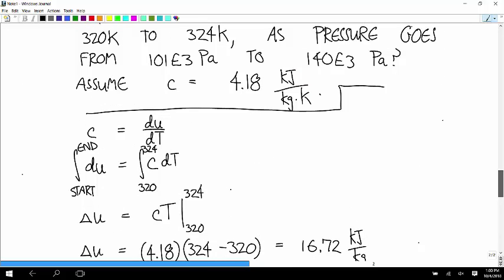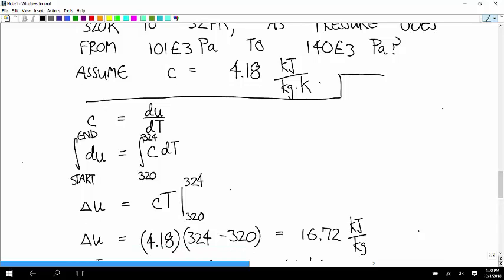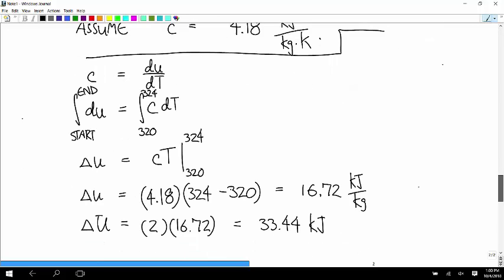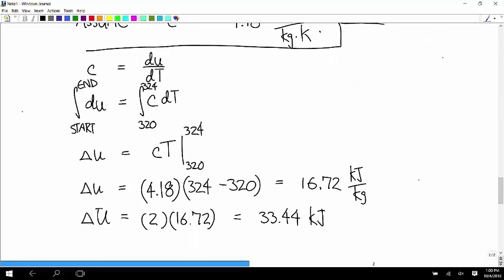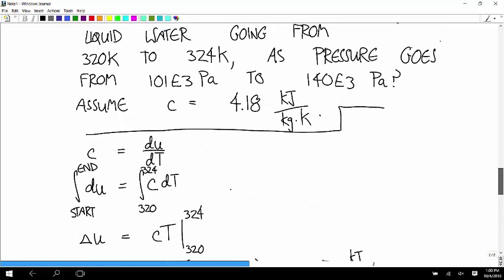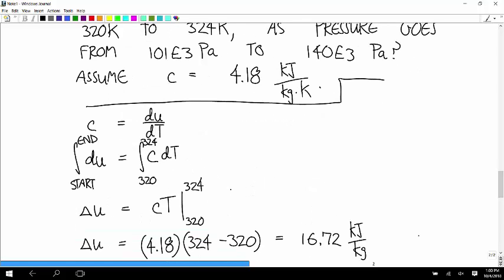For which one? Right here. So why did you become changing? Oh, yeah. Well, when you integrate this, you're integrating from the first state to the second state in both of these cases. You're integrating du from u at 320 degrees to u at 324. When you integrate, you get u evaluated from the start to the end, and another way of saying that is just the change in internal energy.